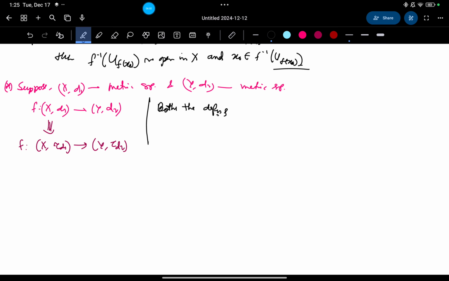So what are the definitions? Once you consider these to be metric spaces, then you have the metric space property, and once you see them as topological spaces, then you have the topological space definition. So both definitions are equivalent.